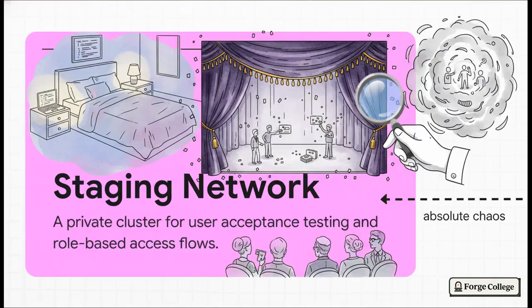Finally, we have the staging network. So if the local node is your bedroom and the public testnet is the live preview show, staging is your VIP dress rehearsal. It's a private cluster, and we use it semi-realistically after we've squashed those deterministic local bugs, but right before we go out and face the absolute chaos of the general public.